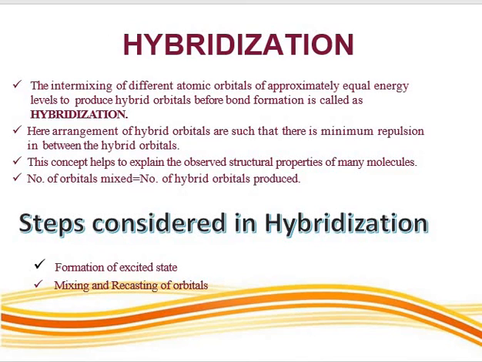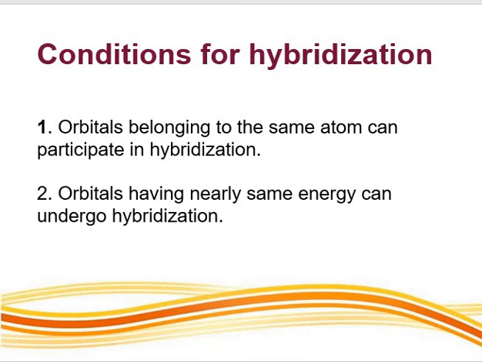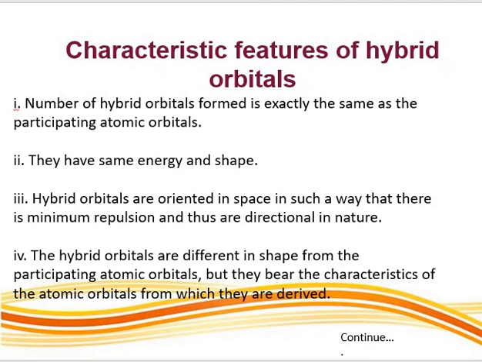Now, conditions of hybridization. Orbitals belonging to the same atom can participate in hybridization, and orbitals having the same energy can undergo hybridization. Now, the characteristic features of hybrid orbitals. The number of hybrid orbitals formed is exactly the same as the participating orbitals. If two are mixing, then after recasting I will be getting two hybrid orbitals. They have the same energy and shape.